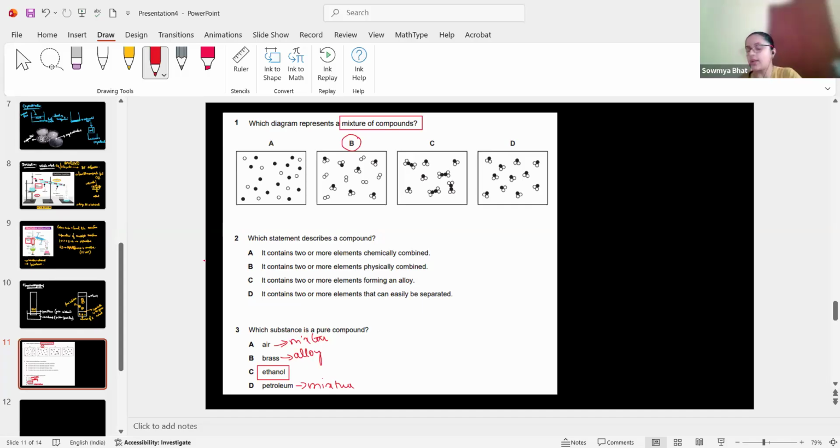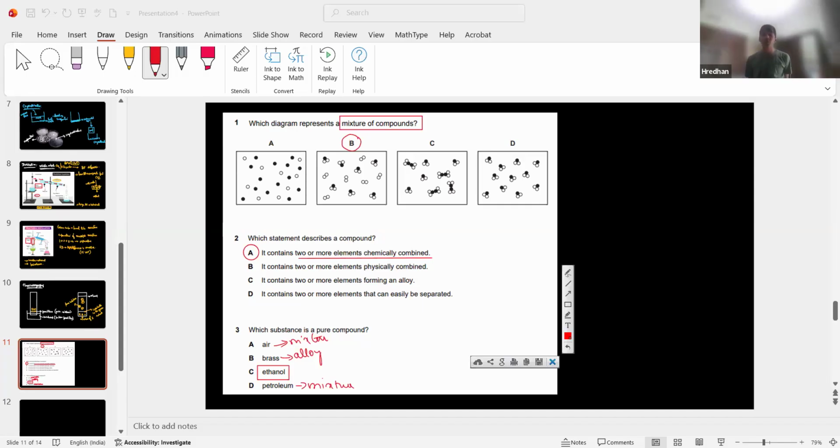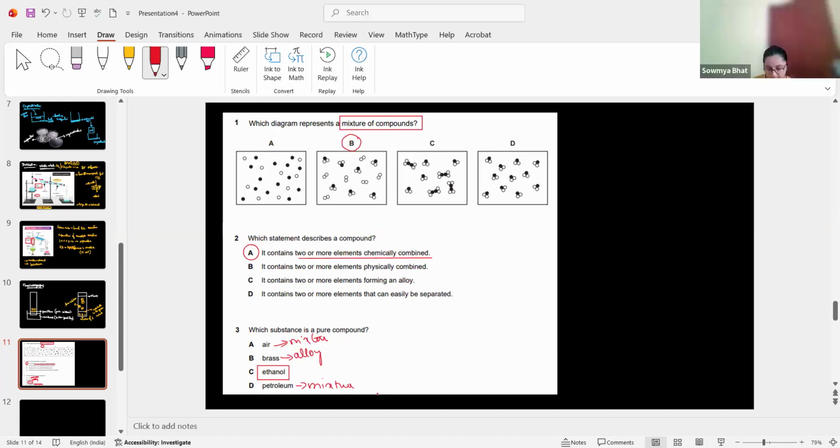Which one did you say for the second one? For the second one, I said B. It contains two or more elements chemically combined, right? It is not B, it is A. No, compound, I thought you were talking about a mixture. Okay, so if it describes a compound, those are two or more elements chemically combined.